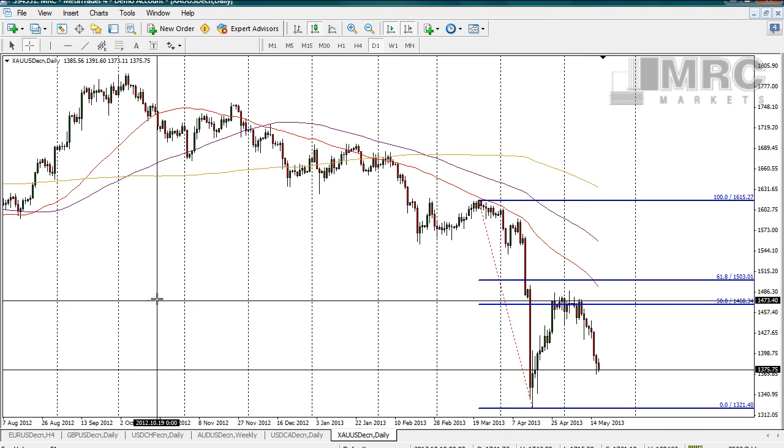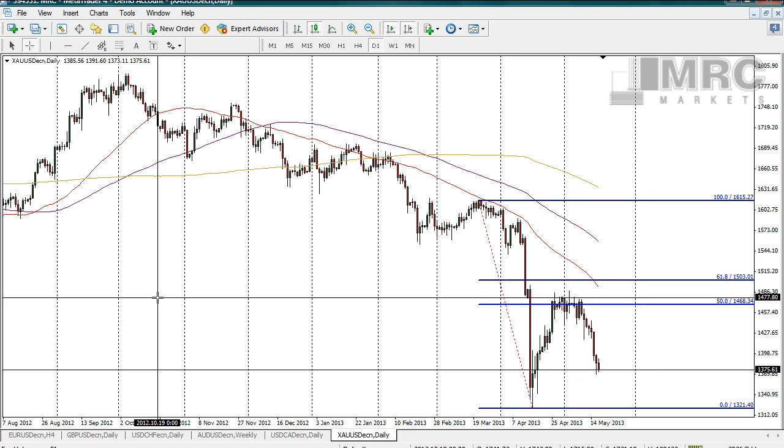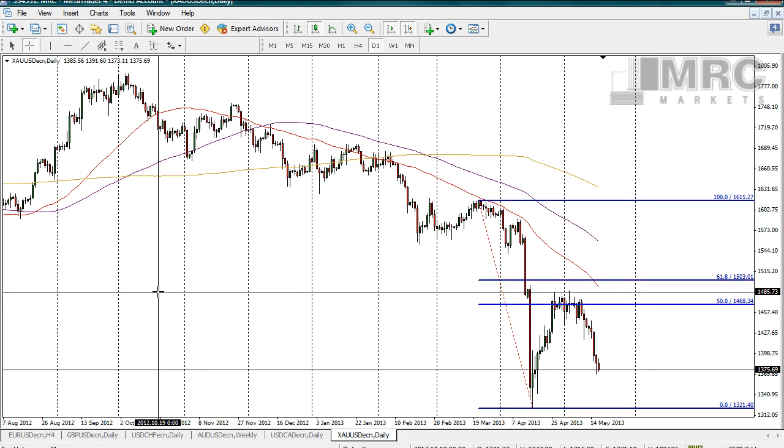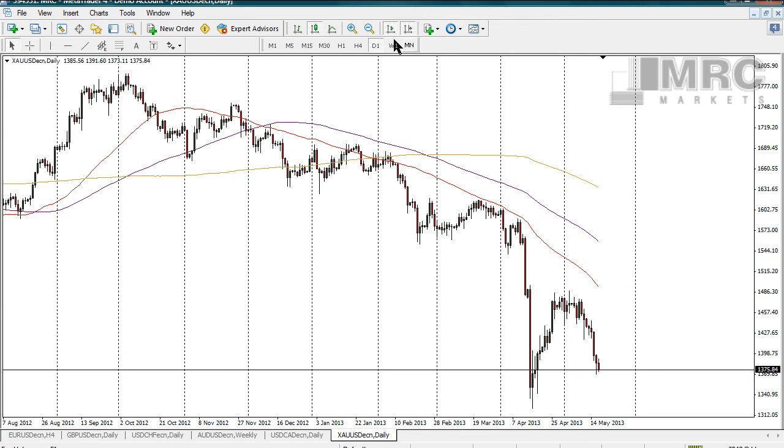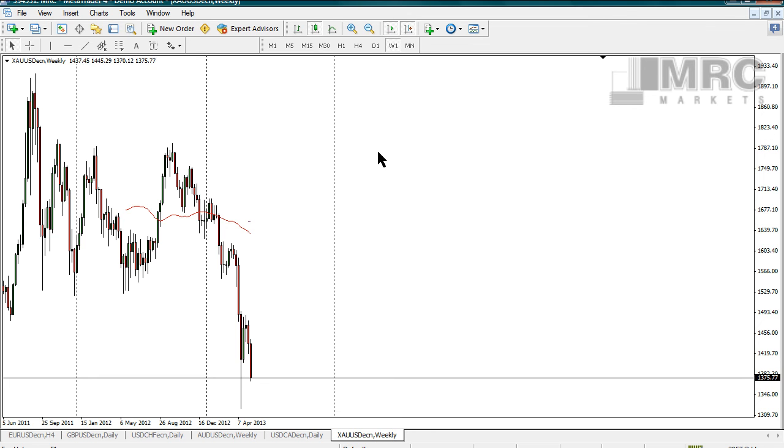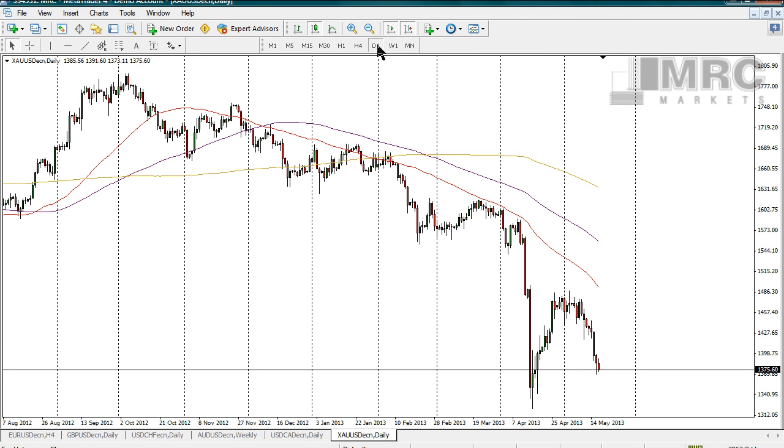Or in fact, was that a round level as well? They're the 1477s. That's where the sellers are coming in, and it's just grinding lower now. So I wouldn't be surprised to see that come out and test the 1321s level. Really, that's the daily focus. Really, on the weekly, nothing much of interest there. So yeah, just grinding lower.